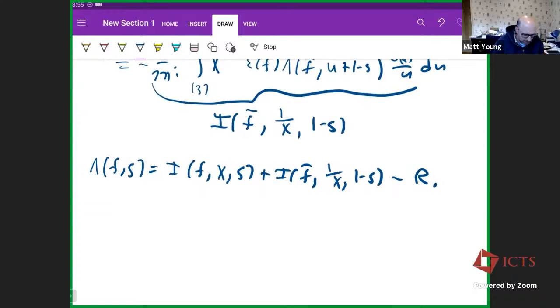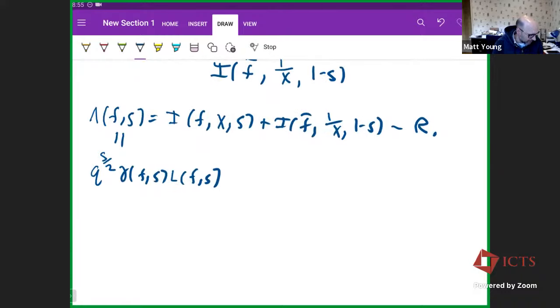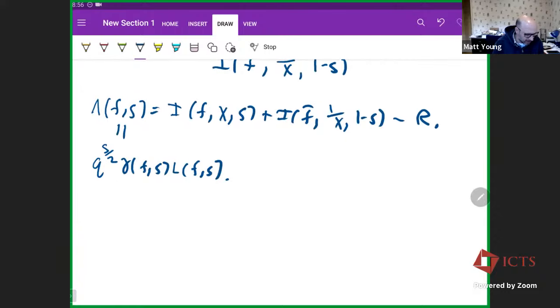Anyhow, the completed L-function is q to the s over 2, then we have our gamma function, and then it's the L-function. So we want to solve for the L-function, so we have to divide through by q to the s over 2 gamma of f, s. And secondly, we want to recognize the integral as a sum. We can do this for f, x, and s, and for the second integral piece, it's the same structure, just different parameters.